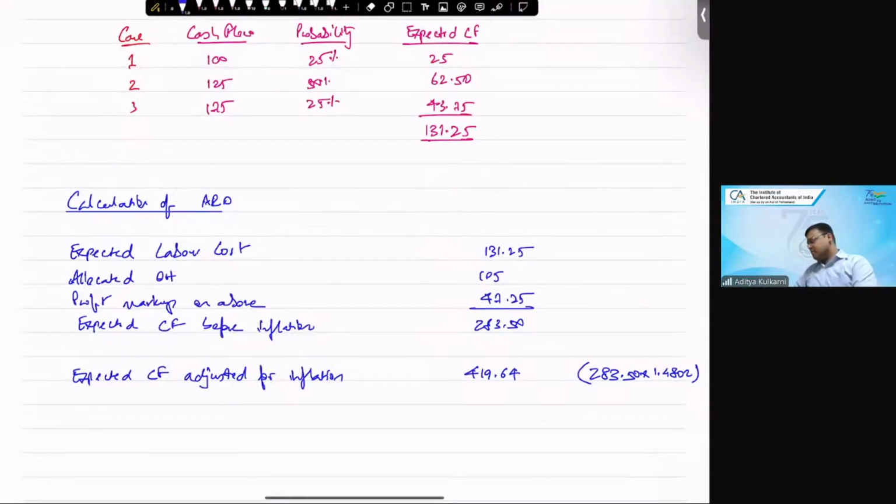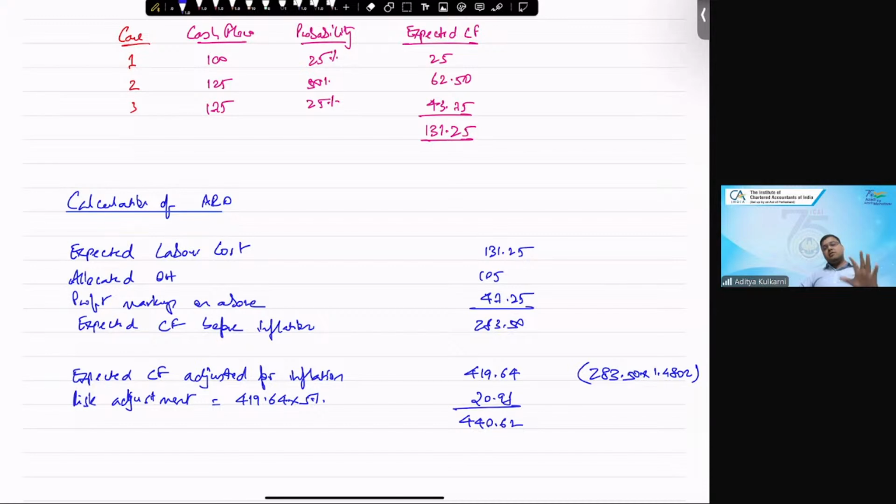Did you understand? Yes. So risk adjustment is equal to 419.64 into 5%. So that comes to how much? 20.98. So 419.64 plus 20.98 is 440.62. Did you understand? Yes, sir. So this is the expected cash that will be the outflow after 10 years at fair value.